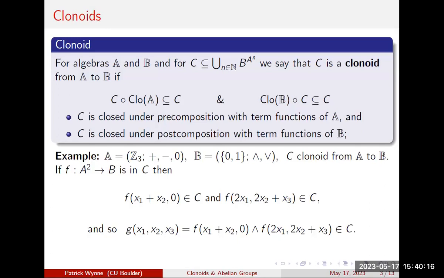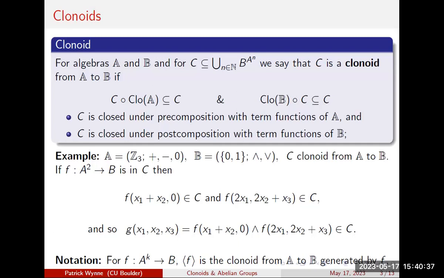So we have a function f, we first do some operations of A, then map into B, and then do some operations of B. This new function that we get remains inside of our clonoid. Just some notation: I'll denote by angle bracket f the clonoid generated by f, the smallest clonoid from A to B that contains the function f.